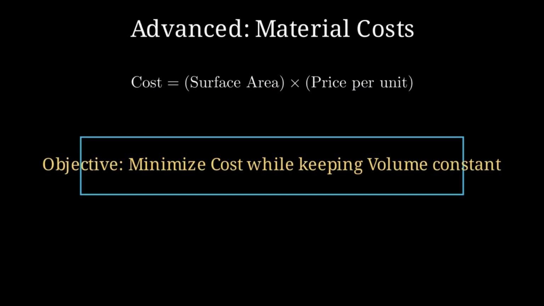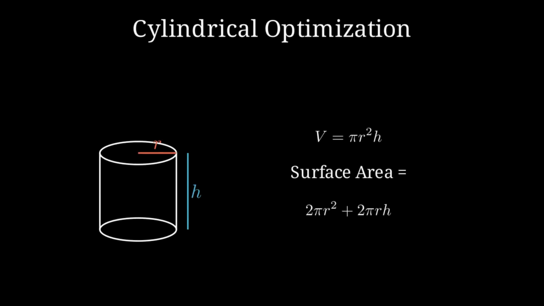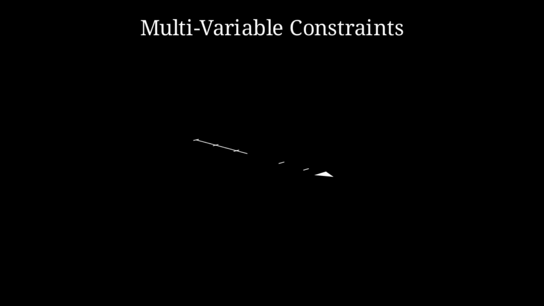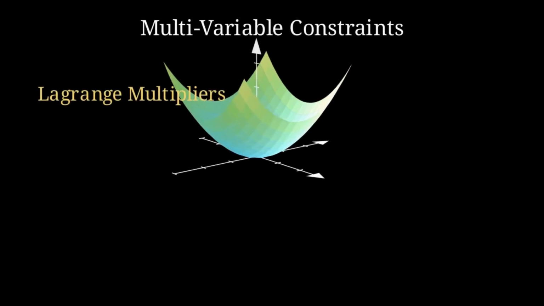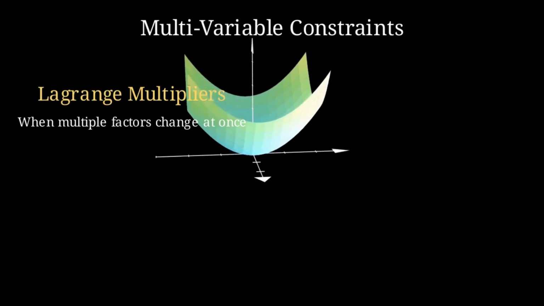Instead of maximizing volume with fixed material, we minimize material with fixed volume. Optimization isn't just for boxes. Consider a soda can. Manufacturers use calculus to find the ratio of radius to height that uses the least amount of aluminum while still holding exactly 355 milliliters of liquid. This involves differentiating the surface area formula. In real-world engineering, you might have multiple variables like heat resistance or weight limits. While we are using single variable calculus today, the same principles expand into multivariable calculus using techniques like Lagrange multipliers to handle multiple constraints simultaneously.